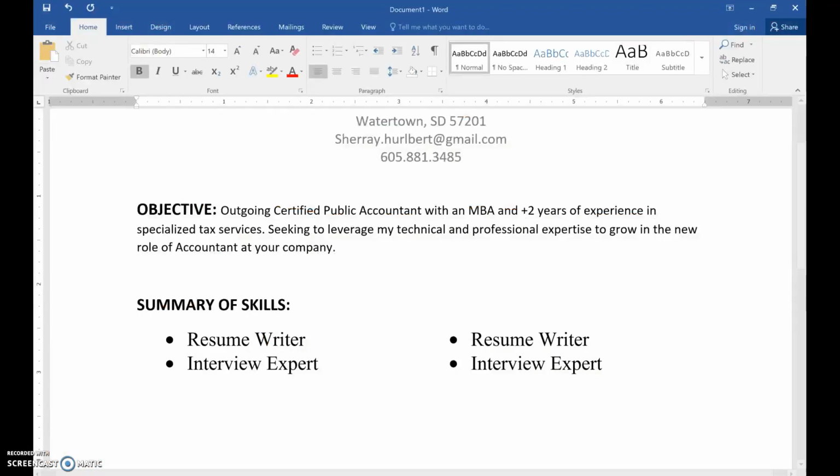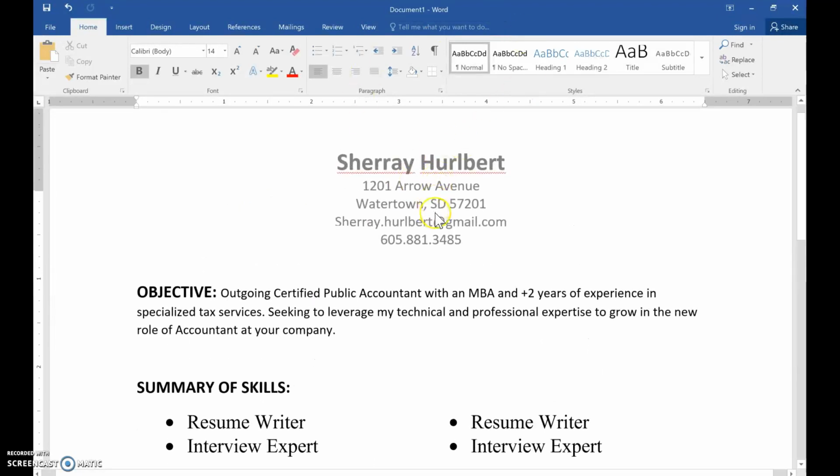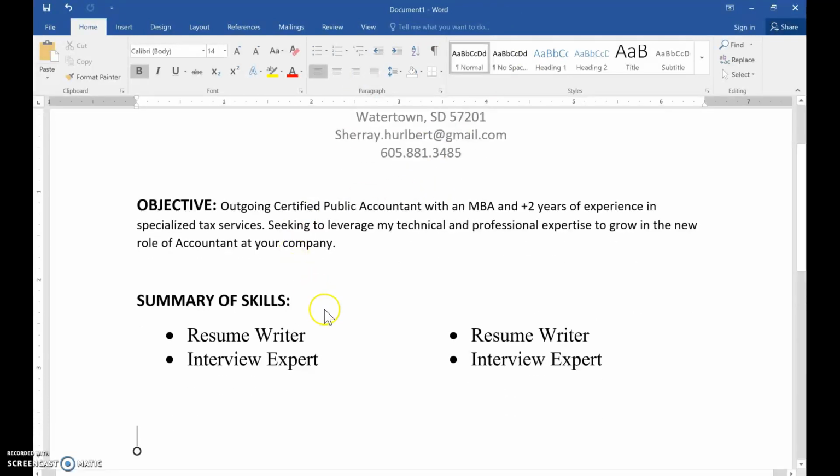So let's go to my sample resume and let me show you what this looks like. Please don't model the format. We are working on content right now. We're not worried about how pretty it is or columns or indentations. We're not going to worry about that quite yet. So my objective, this is the one I borrowed from the sample that I gave you. It's right under the header. And if I do a summary of skills, that is right here.